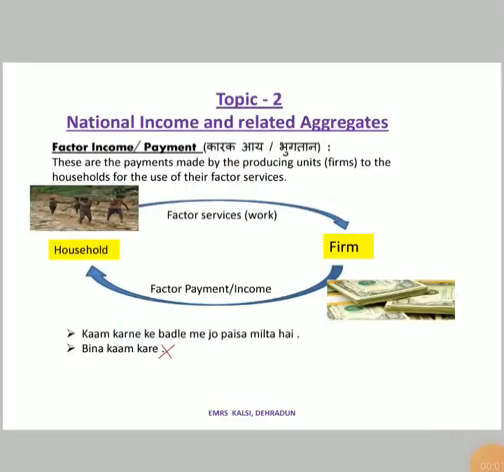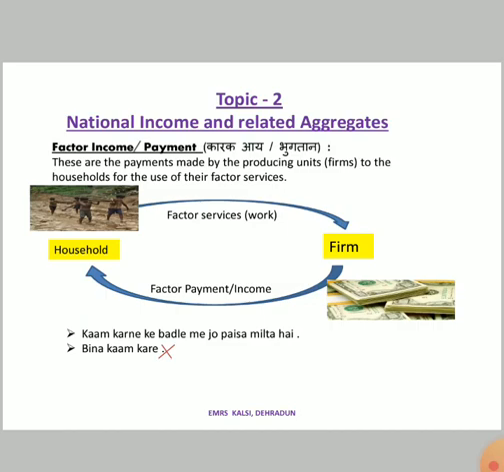Hello everyone. So from today onwards, we are going to start our macroeconomics part. The first unit is national income and its aggregates. Now we will start from the basic things, basic terms, then we will move on to the numerical part.